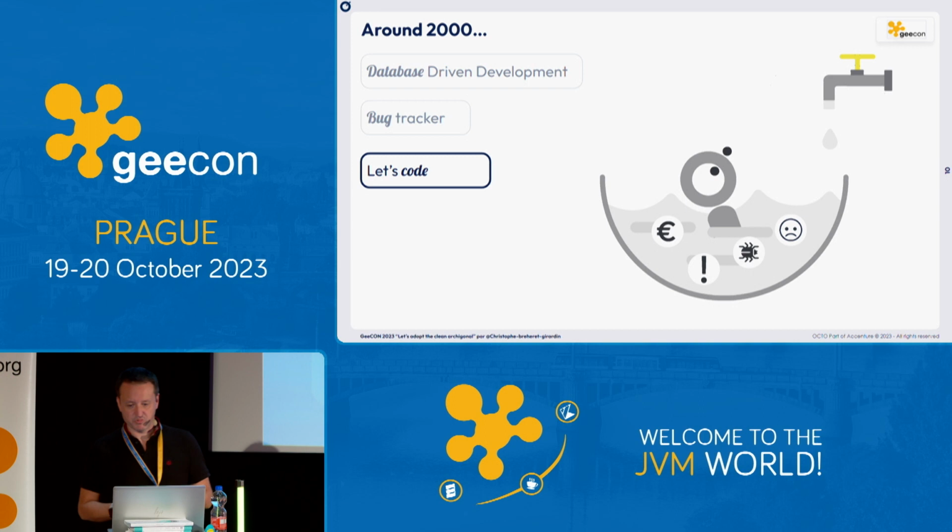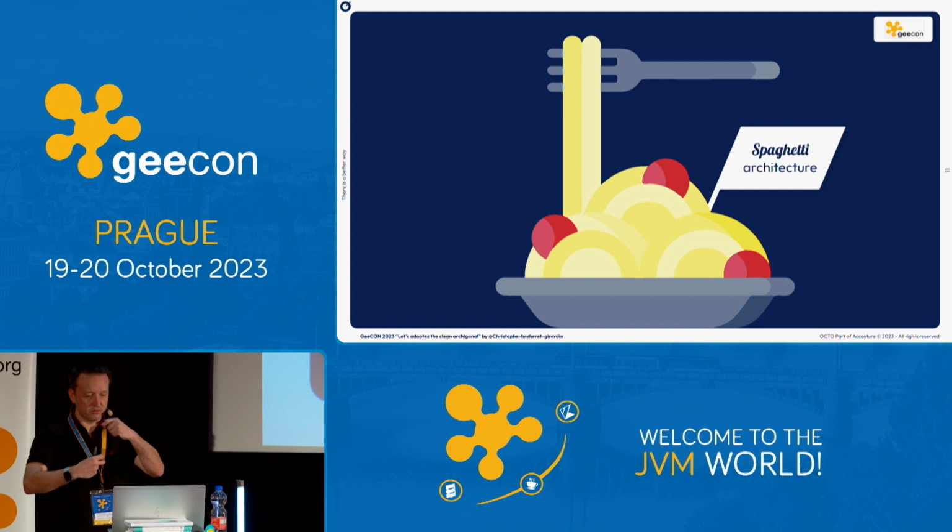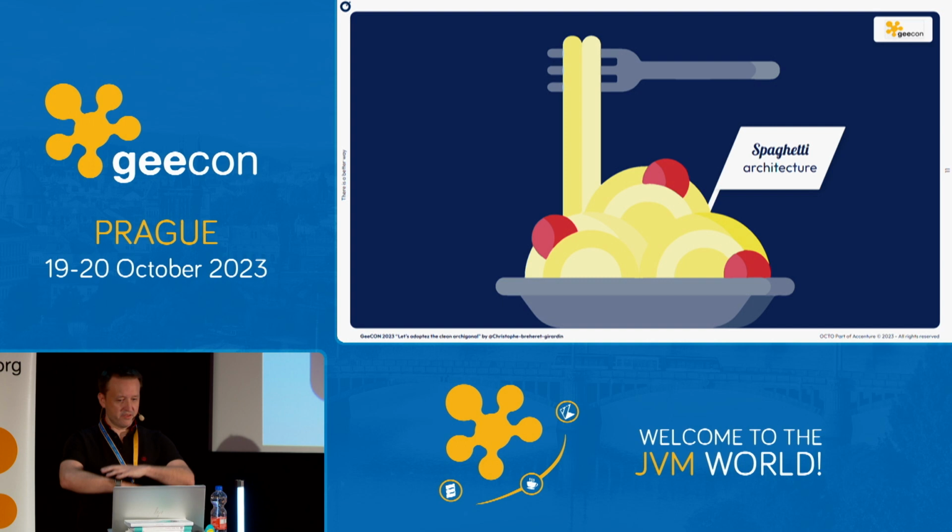Why is that? Because the code has a spaghetti architecture. Everything's connected to everything: the functional, the business, the technical, everything. So if you take one part, you break another part.